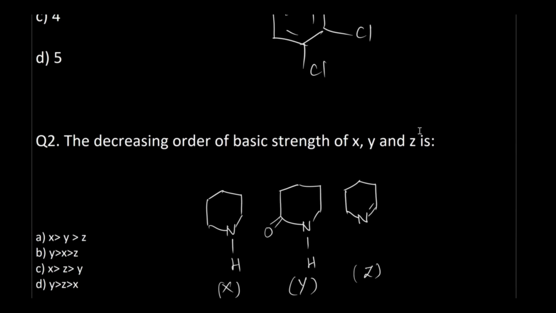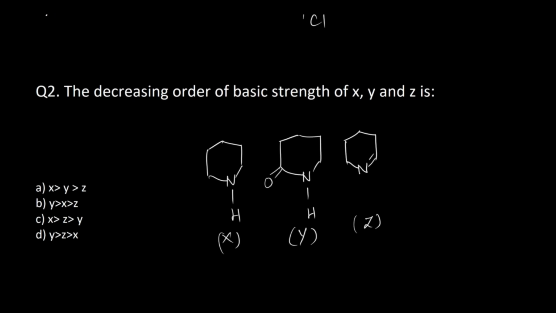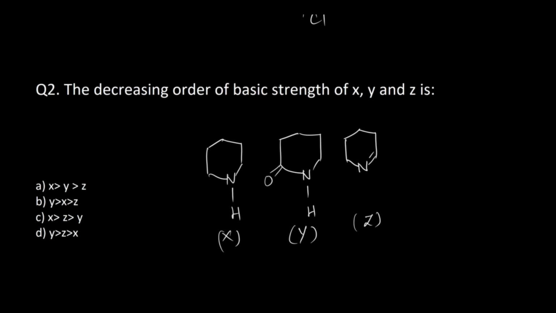Then moving on to the next question, the decreasing order of basic strength of X, Y and Z. Very simple question. Take only 15 seconds to solve, if you know the key concept of this question. What is that? So you could see here I'm having a lone pair. This nitrogen is also having a lone pair, and this nitrogen is also having a lone pair.